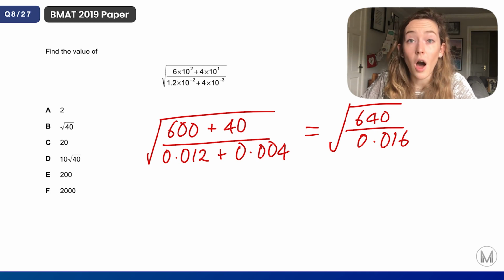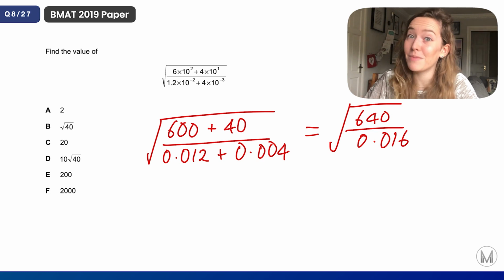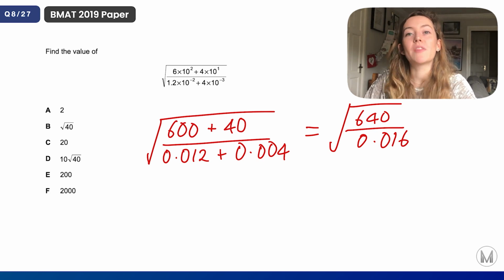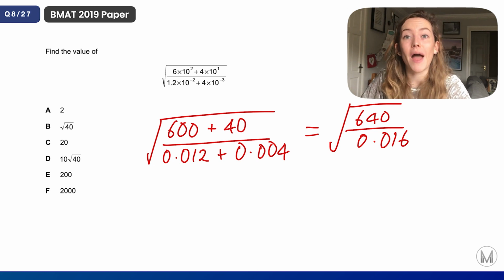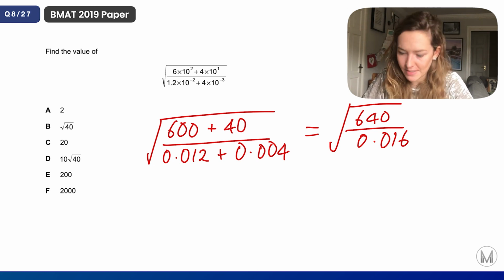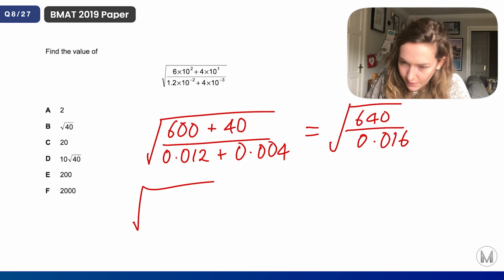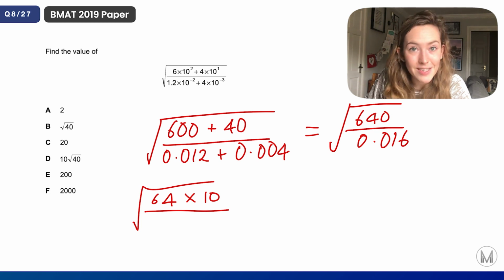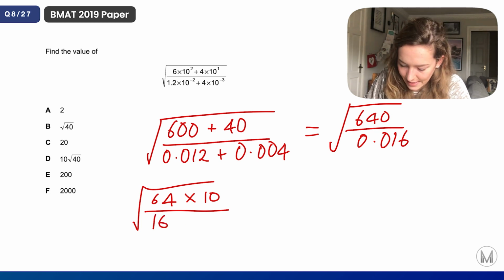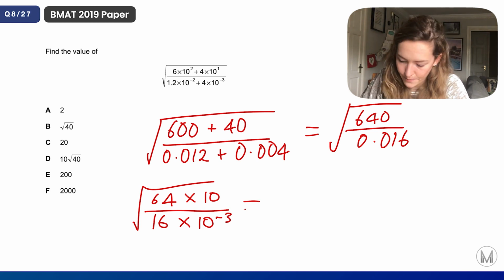After this, rewrite the fraction in terms of square numbers, because of course these can be easily square rooted. Remember that square rooting fractions means multiplying each of the indices by half. The fraction can then be simplified. So let's give it a go. So 640 is 64 times 10, and 0.016 is 16, our square number, times 10 to the minus 3. So I can continue to work on this.